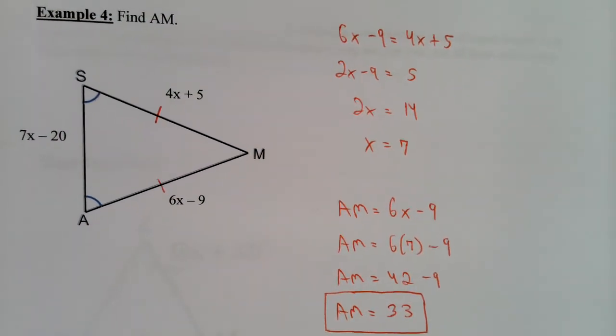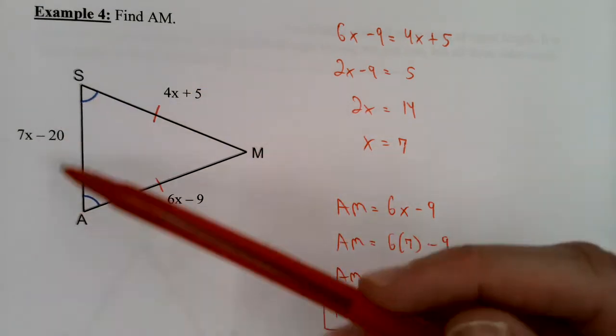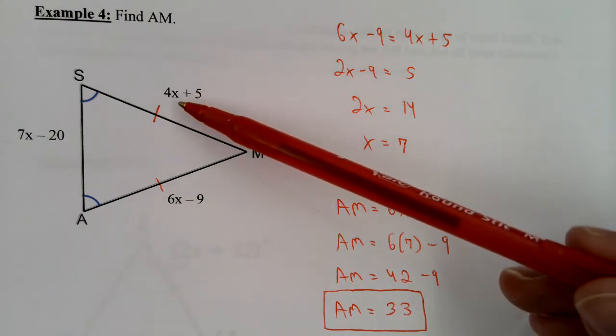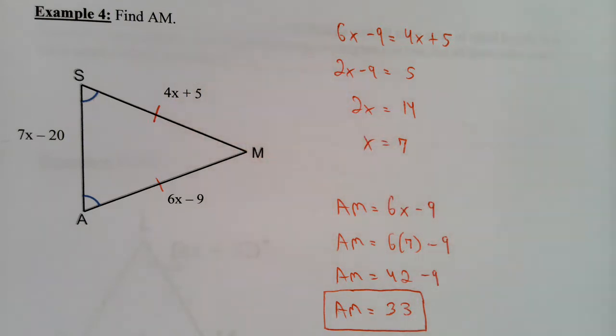And if you want to double check your answer, double check SM. Don't double check SA because that's not the same as AM and SM. But if AM is 33, SM should also be 33. So 4 times X, 4 times 7 is 28, plus 5 is 33. So that works. Good.